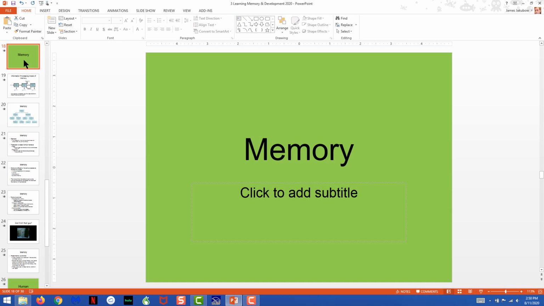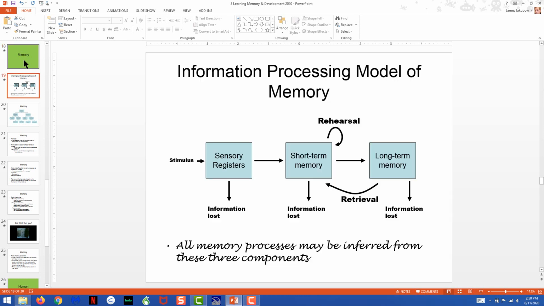And welcome back to the memory section of the Learning, Memory, and Developmental chapter. We're going to cover the memory section now, and as we do, we're going to start off with the most basic memory model that's used today. That is the information processing model of memory.